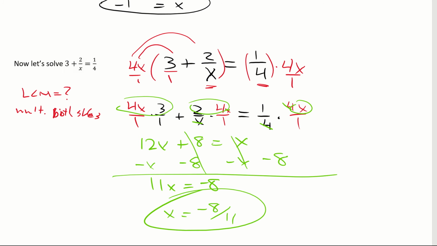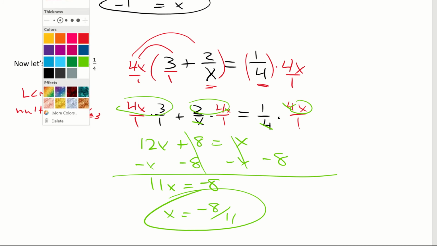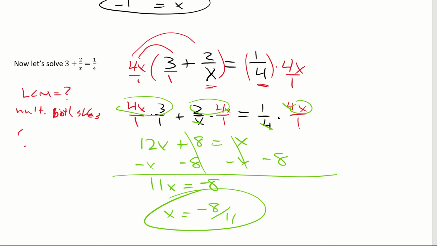Multiply both sides. Let's see what else. Cancel denoms. Solve the equation. Then I'll have to put a little thing here that we have to worry over. Check answer.